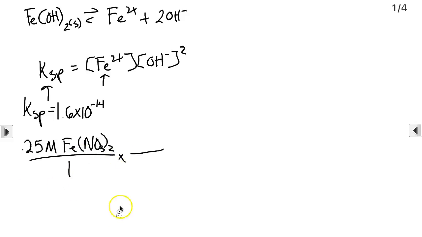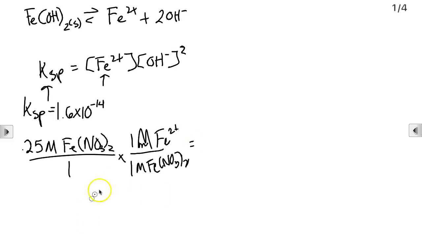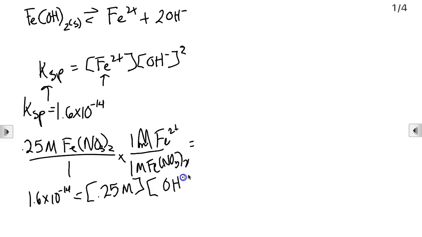For this solution, 1 molar iron 2 nitrate is also 1 molar iron. So my molarity of iron is 0.25 molar, and I can fill in the iron and the KSP. And guess what I can solve for? When I get this answer, that will be the maximum amount of hydroxide this solution can hold before iron 2 hydroxide is made. So when I solve for hydroxide, I get the hydroxide concentration at saturation, and as soon as I have more than that, I'll be making this solid.